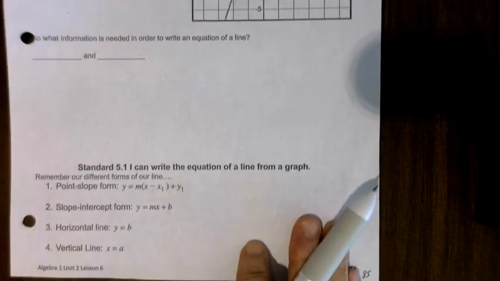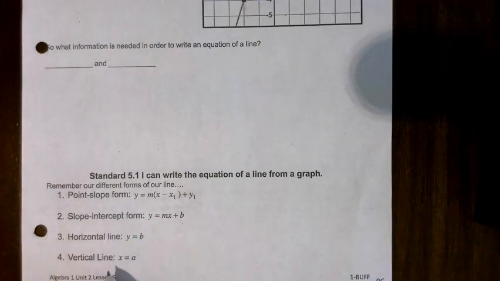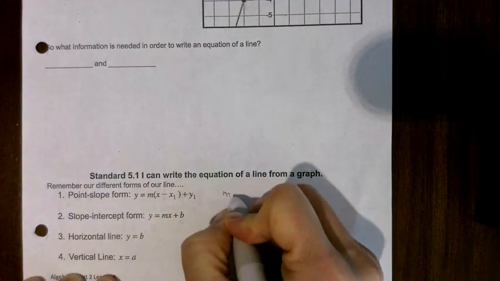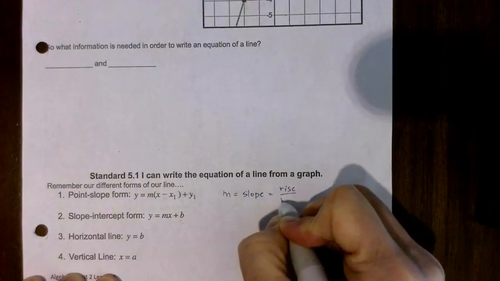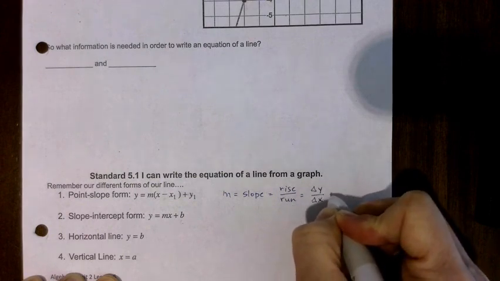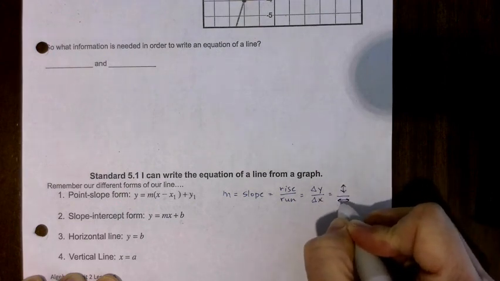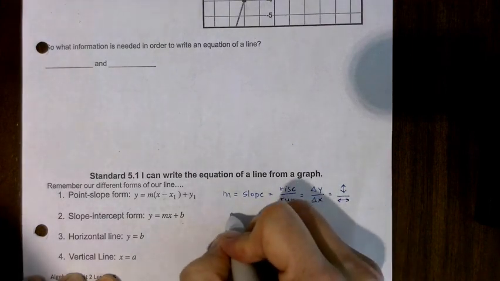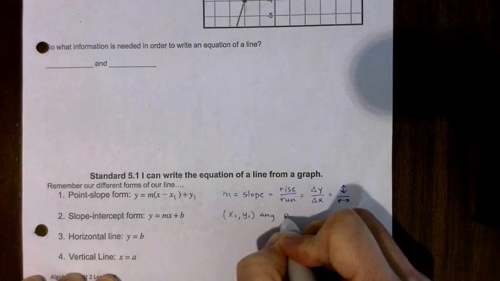To review, I want you to slide down to the bottom of our page here. These are the 4 equations that we have learned already. Y equals m. Remember that m always represents slope, which is the same thing as rise over run. We've also talked about it as the change in y over the change in x, or you can think of it as the vertical change over the horizontal change, the up and down change over the right and left change. And then (x1, y1) is any point on the line.